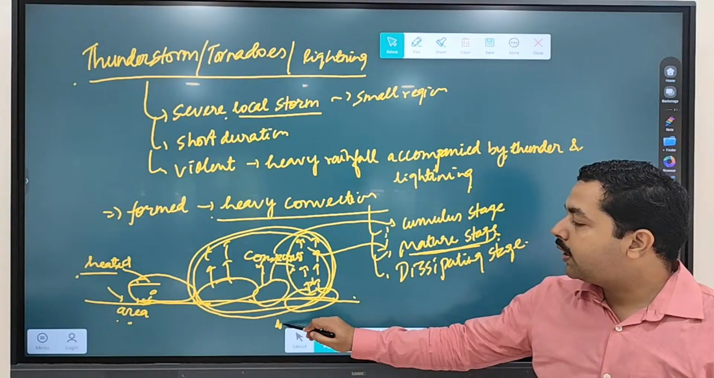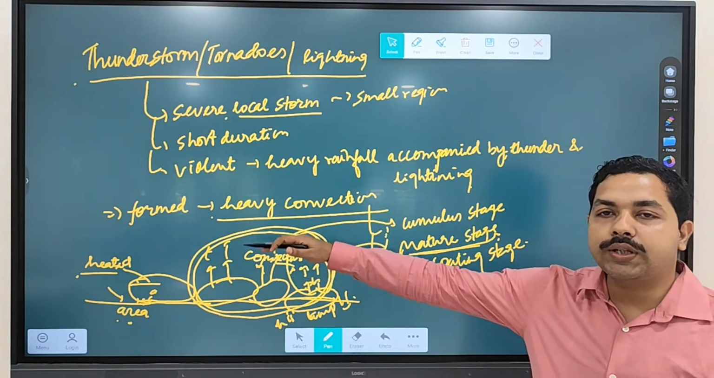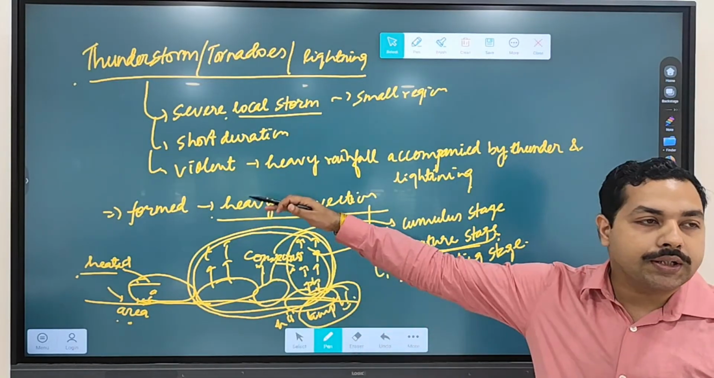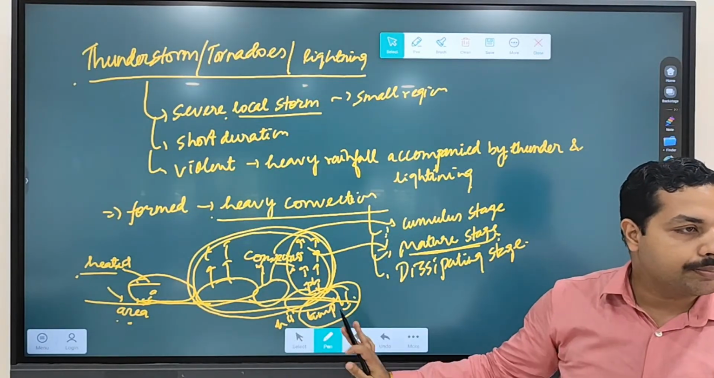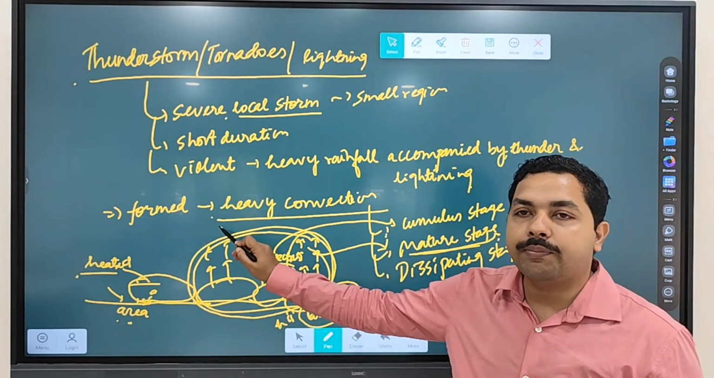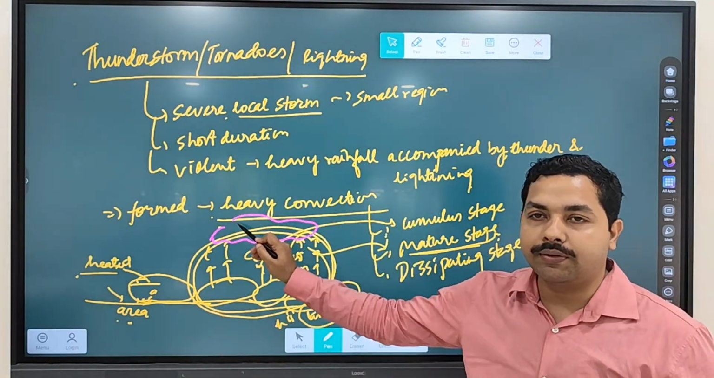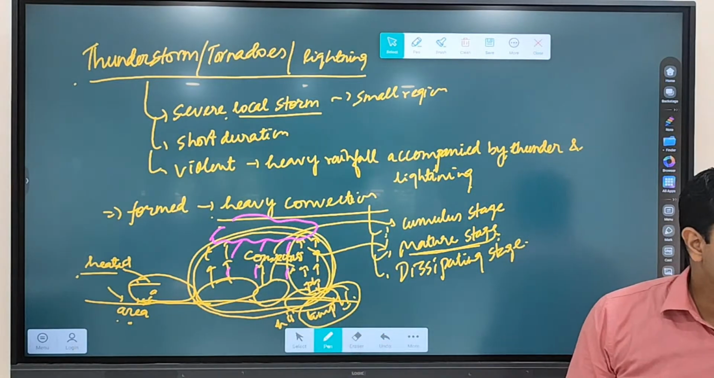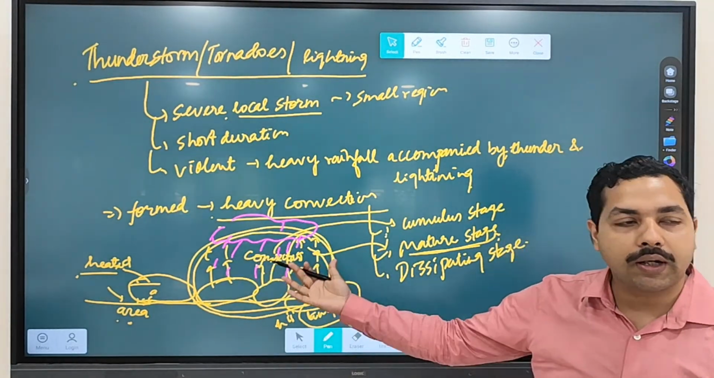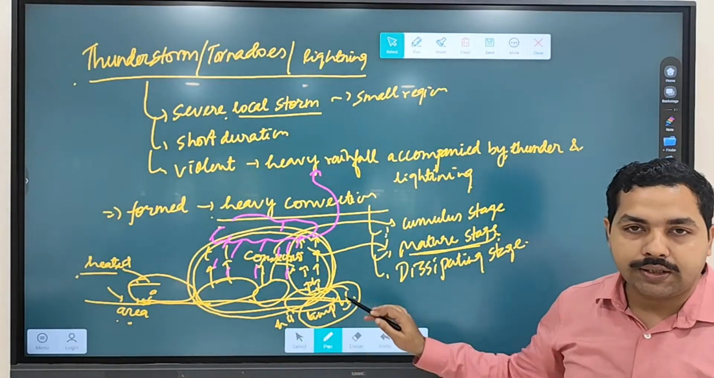Now, as you go up, what will happen? Temperature will decline. When the convectional current is going up, air is going up, temperature will decline. When temperature declines, condensation is going to happen. This condensation will create cloud and rainfall. So that's why you'll see heavy rainfall in a localized area.